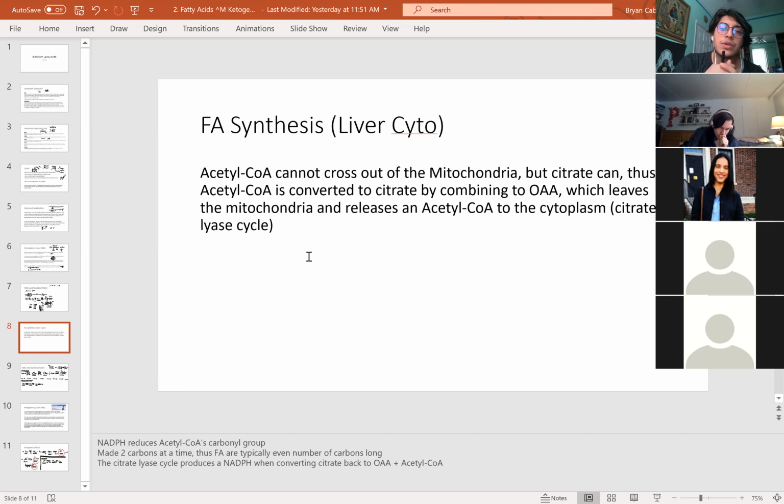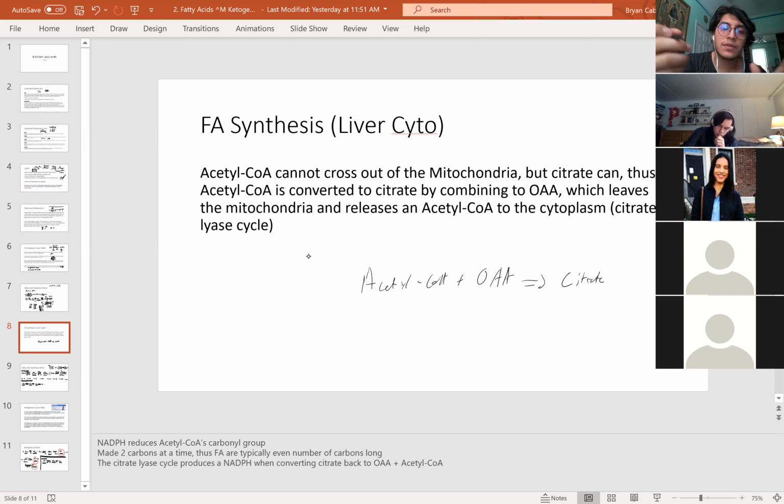But okay, so the acetyl-CoA cannot cross out of the membrane, but citrate can. And so you're going to combine acetyl-CoA with a molecule to create citrate. And then once citrate is outside of the mitochondria, it releases the acetyl-CoA and the oxaloacetate that was combined with the acetyl-CoA in the first place. So you take acetyl-CoA, you add oxaloacetate, a 4-carbon structure, and you produce citrate.